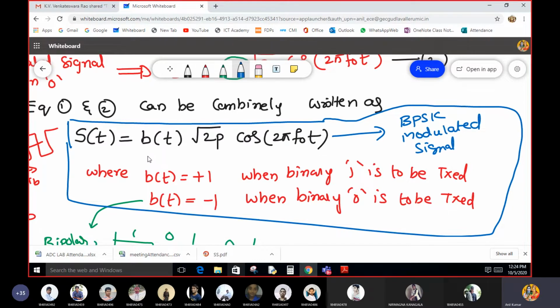Someone asked me a doubt earlier, and that doubt will be clarified now, please listen. Now what is the expression for the phase shifting modulated signal? b of t into √2P into cos 2π f0t, where b of t is equal to, what will you say? b of t is equal to +1 when logic 1 is to be transmitted, and b of t is equal to -1 when binary 0 is to be transmitted.